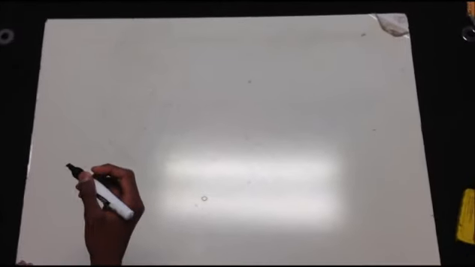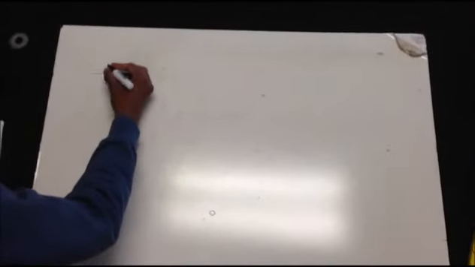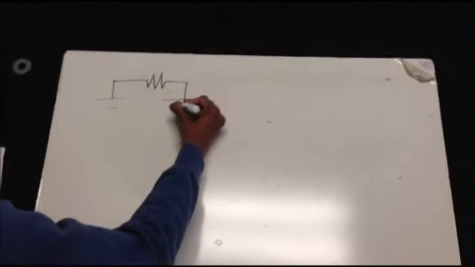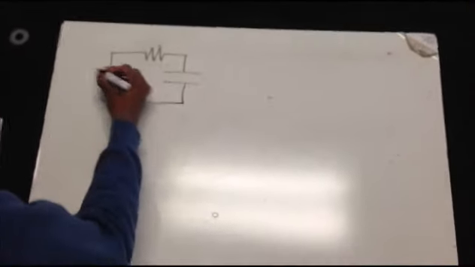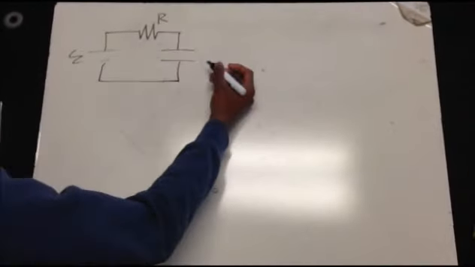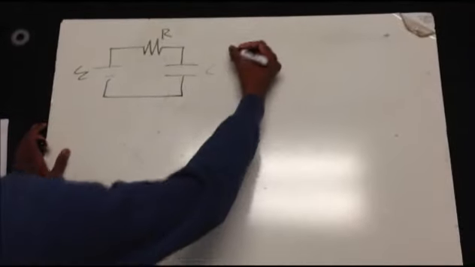Alright, so now we're going to take a look at capacitors and what happens when they charge in a circuit. So we're going to start off with a battery, a resistor, and a capacitor. The resistor has a resistance of R and the capacitor a capacitance of C. So we're going to go ahead and write our Kirchhoff loop first.